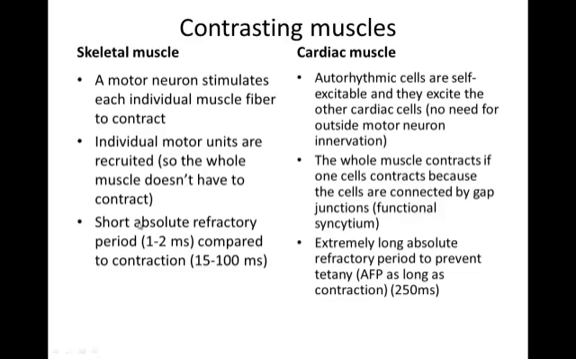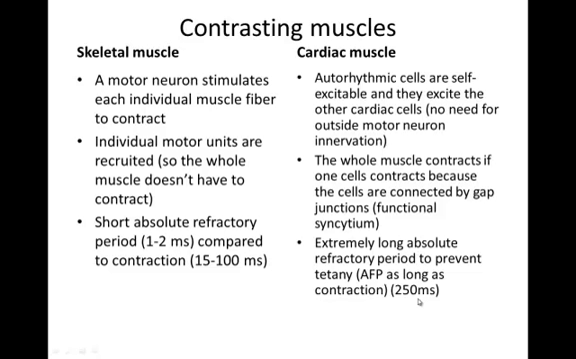Now, in skeletal muscle, we have what's called a short absolute refractory period. It only lasts 1 to 2 milliseconds compared to how long a contraction is, which could be anywhere from 15 milliseconds in some of our eye muscles to 100 milliseconds in our other muscles. So we have a short absolute refractory period compared to a long contraction. In cardiac muscle, we have a long absolute refractory period at up to 250 milliseconds, and that absolute refractory period lasts as long as the actual contraction. The contraction also lasts 250 milliseconds.